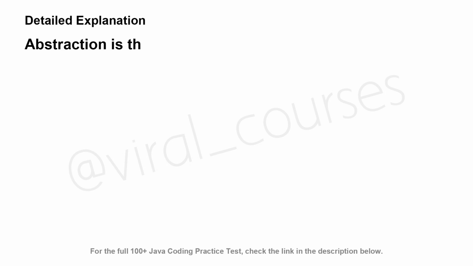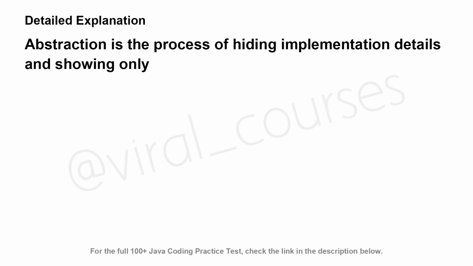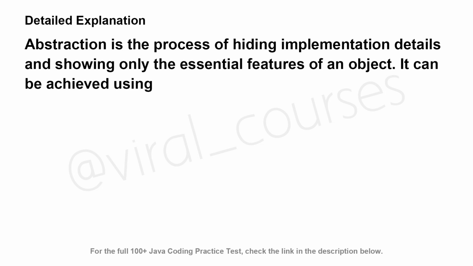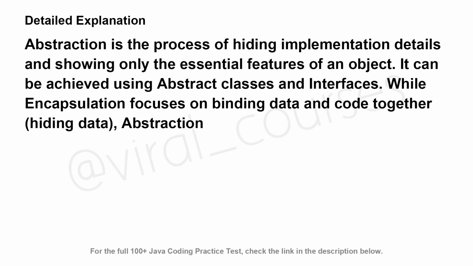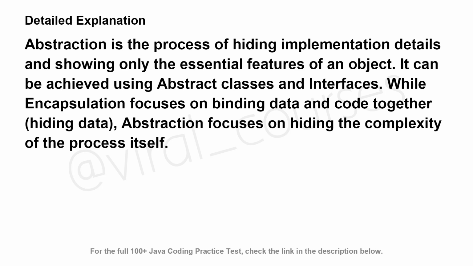Abstraction is the process of hiding implementation details and showing only the essential features of an object. It can be achieved using abstract classes and interfaces, while encapsulation focuses on binding data and code together, hiding data. Abstraction focuses on hiding the complexity of the process itself.